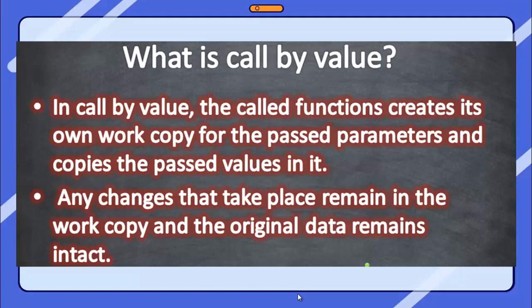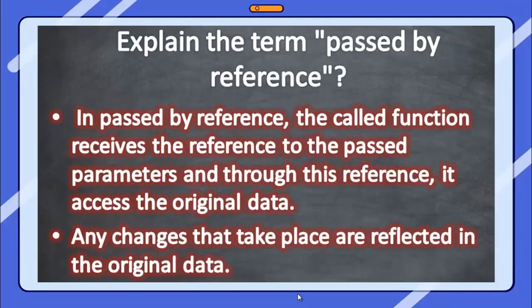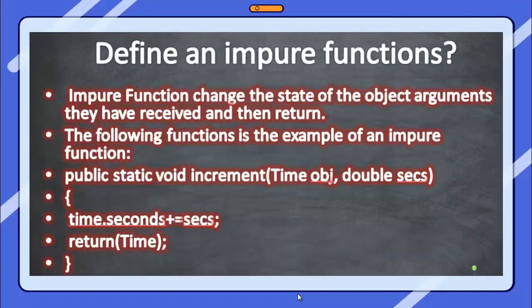What is call by value? In call by value, the called function creates its own work copy for the passed parameters and copies the passed value in it. Any changes that take place remain in the work copy, and the original data remains intact. Explain the term pass by reference. In pass by reference, the called function receives the reference to the passed parameters, and through this reference it accesses the original data. Any changes that take place are reflected in the original data.